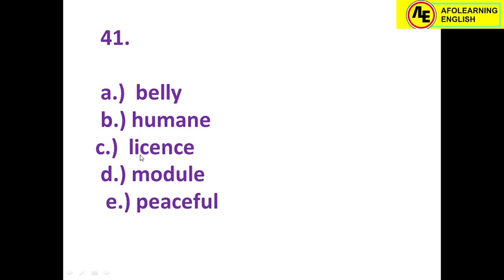Option C, we have license. Option C also carries the primary stress on the first syllable. Model, option D has the primary stress on the first syllable. Peaceful, option E has the primary stress on the first syllable. So the only word that has a different stress pattern is humane, which has the primary stress on the second syllable. And the correct answer is option B.